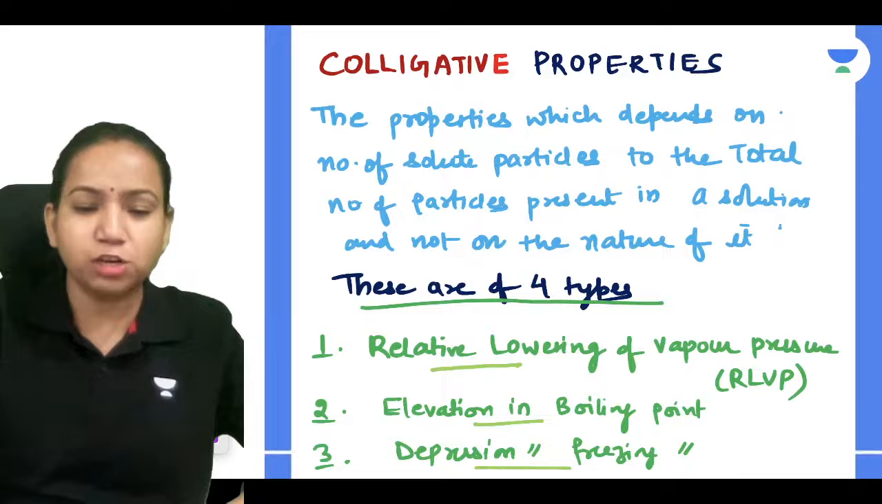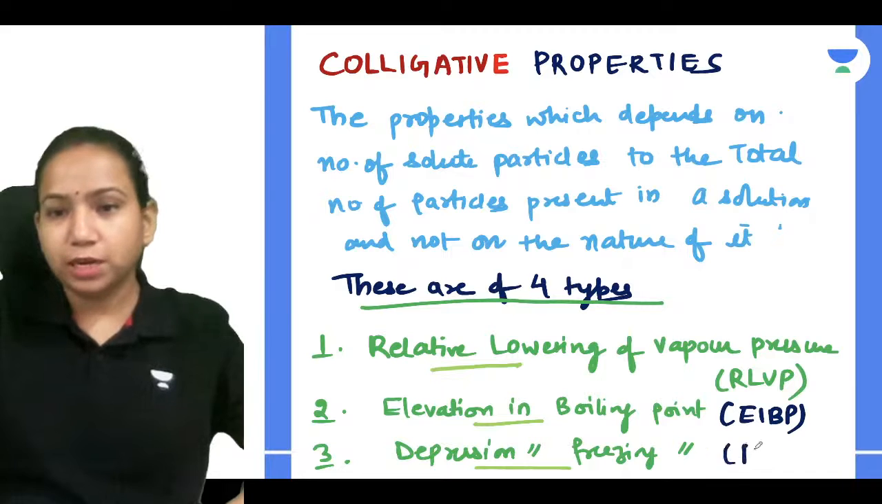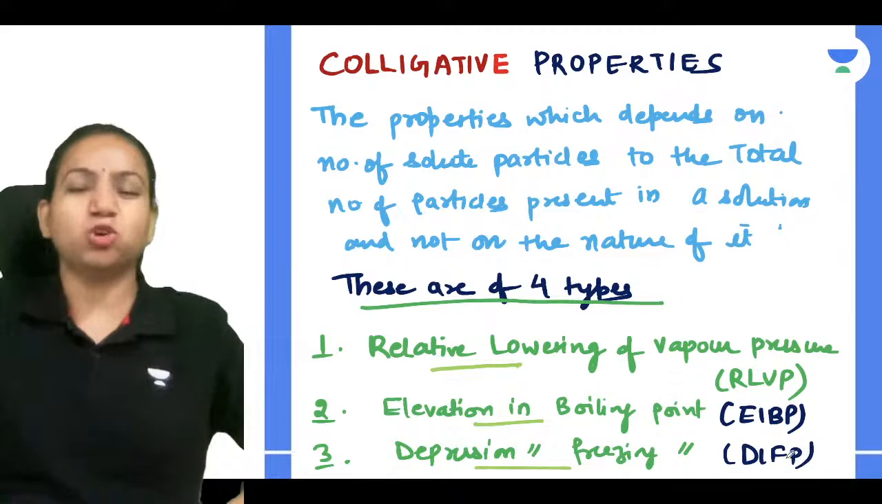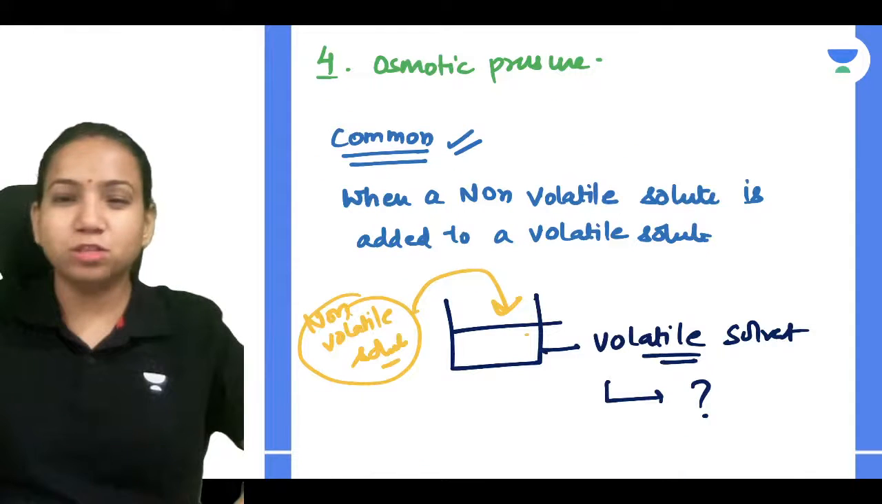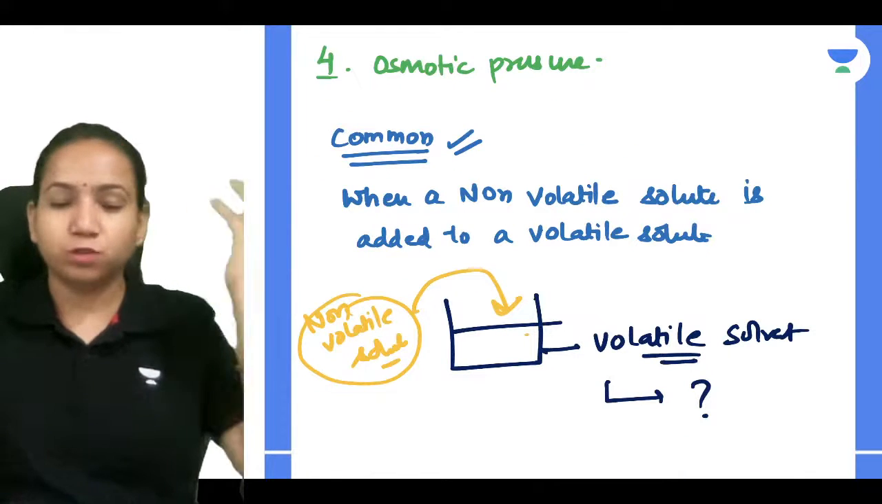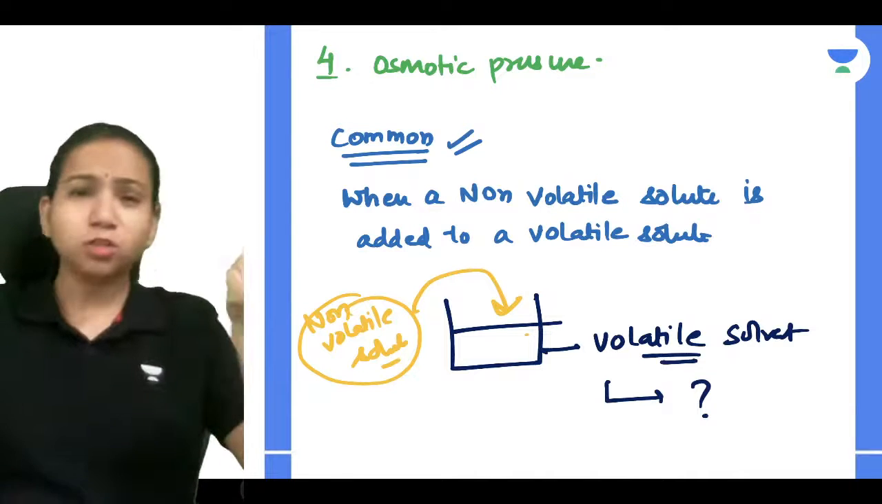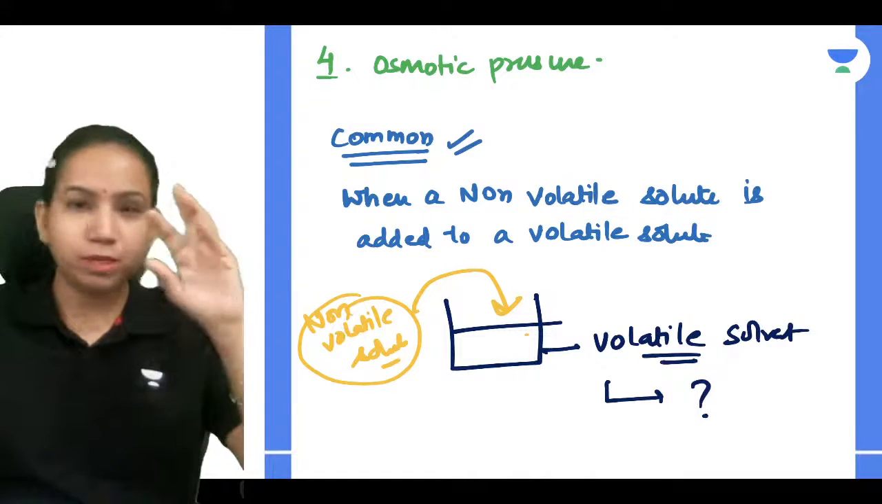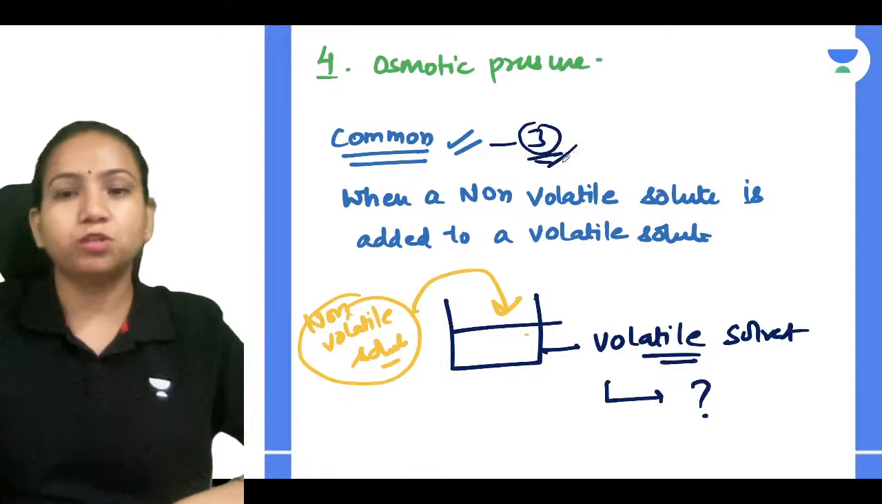Yes, can you suggest any of it? Tell me, guys. Elevation in boiling point, EIVP. Depression in freezing point, DIFP. In short form, just like that, we are writing according to the alphabets only, which is very boring. We are just keeping the same, right? So that we can do. Osmotic pressure we will be learning separately, but for the first 3, the statement is going to be common, which we can relate.